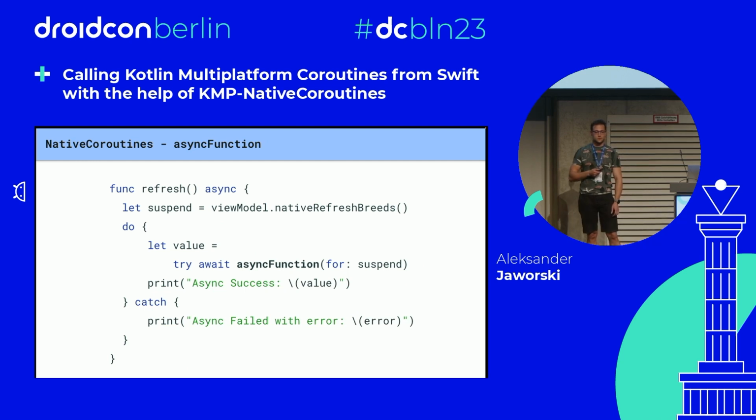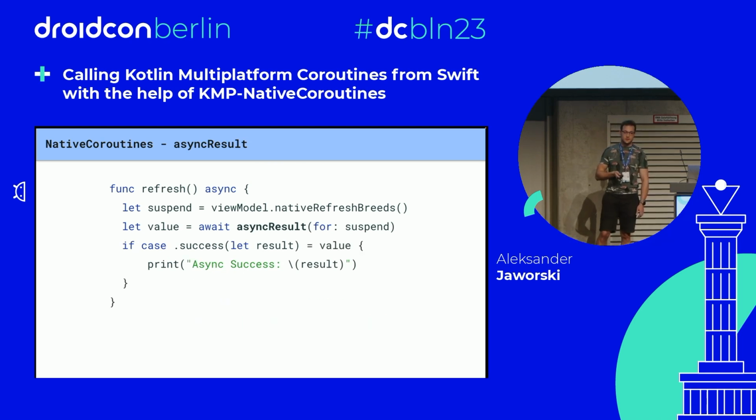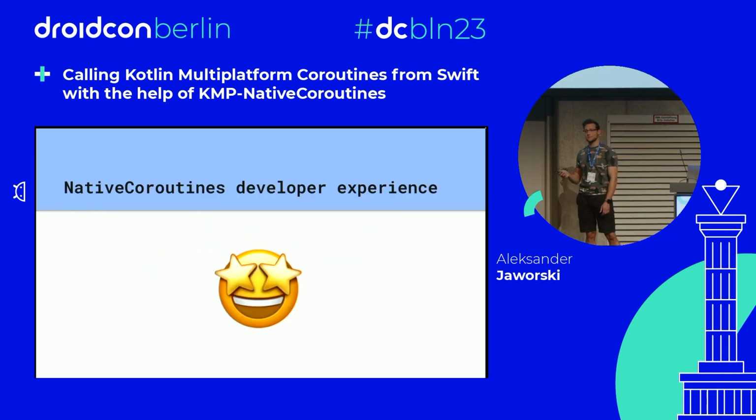So I have shown you one way of doing it. It's the async function, which looks like this. It requires us to use a do catch, but there is another way. It's called async result, which actually returns us an enum for the success case and for the failure case. So it might be nicer for some people. There is another way. If you don't care about the errors, you just want the value back if it succeeds and ignore the error, you can use an if case, and it'll do that. So the developer experience is much, much better. There's no boilerplate. Almost everything is handled for us. We have integrations with native libraries without having to implement anything ourselves.